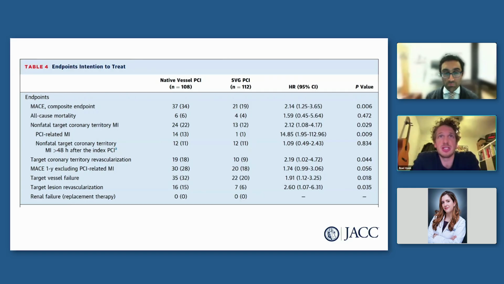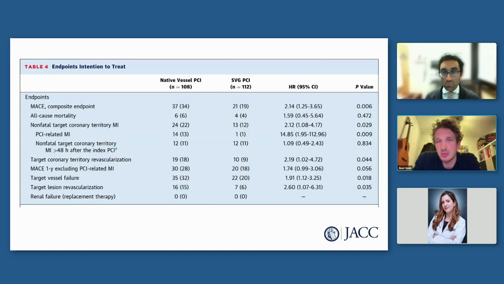And we also have to acknowledge that indeed you are randomizing between a CTO procedure mostly and a vein graft procedure. So we felt it was most honest to include this endpoint. Also because, to be honest, we anticipated that vein graft PCI would have more PCI-related MIs as well. In the literature, where this sample size was based upon, vein graft PCI often leads to no-reflow or distal embolization, which could also lead to periprocedural MIs.